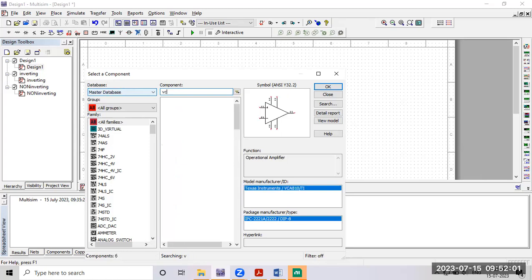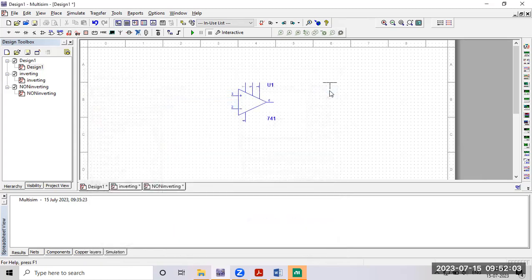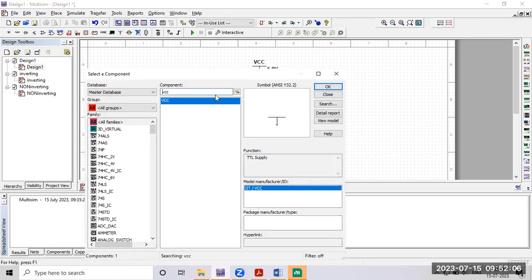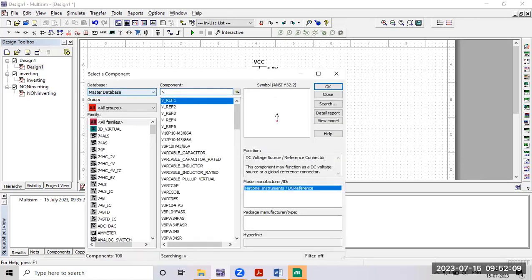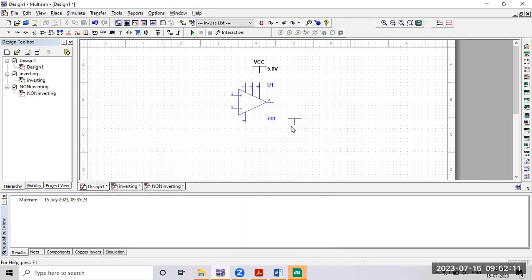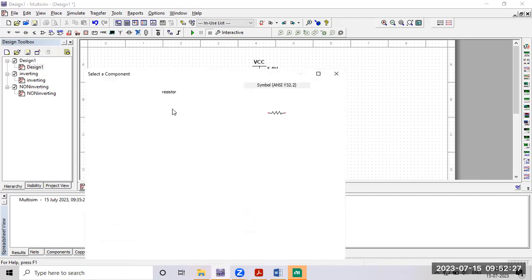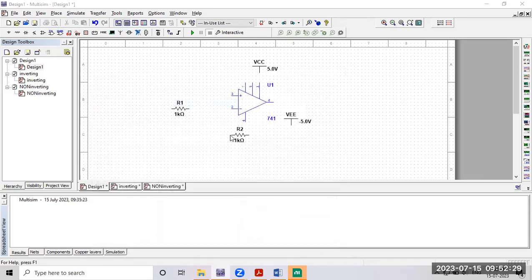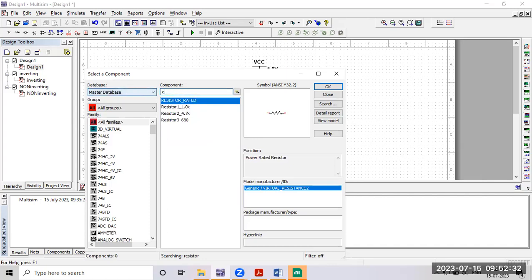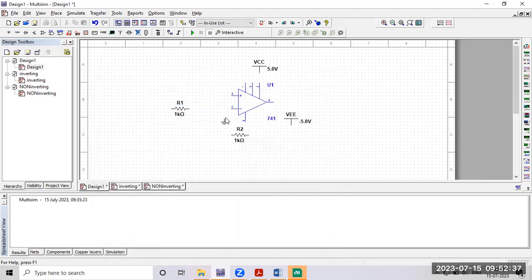Next, what components are required? VCC, 15 volts. Just type VCC. Then VEE. What other components are required? Resistors, two resistors are required. Next, ground is required.